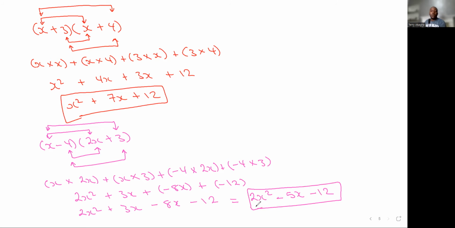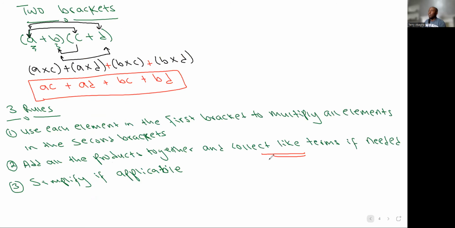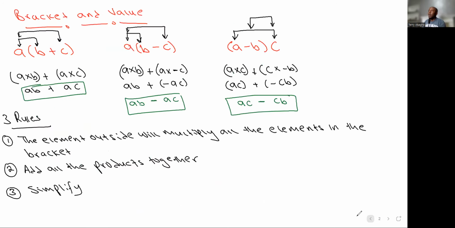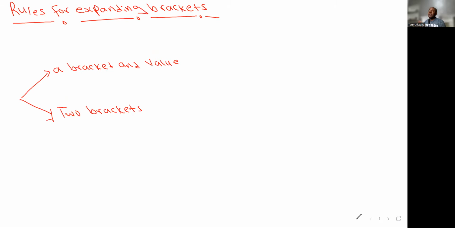All right. So we've talked about each and every one of these. And you can see basically for two brackets, what you're expected to do: you use the elements in the first bracket to multiply all the elements in the second bracket, collect like terms, add the products, and simplify. But if it's for brackets with one value outside, you just have to use the value to open all the elements in the bracket and you add it. All right. And that is that on how to expand or expanding brackets.